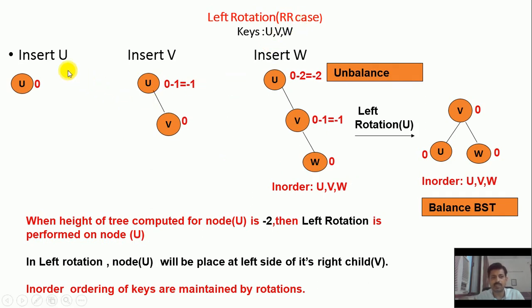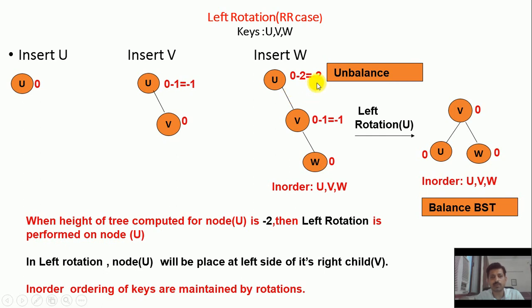Here we have three keys U, V and W. Again, an AVL tree is a binary search tree, so insertion will be done like in a binary search tree. So node U, then node V, and then we insert node W. Again we compute the balance factor for node U. We can see here the balance factor is -2, meaning the tree is unbalanced.